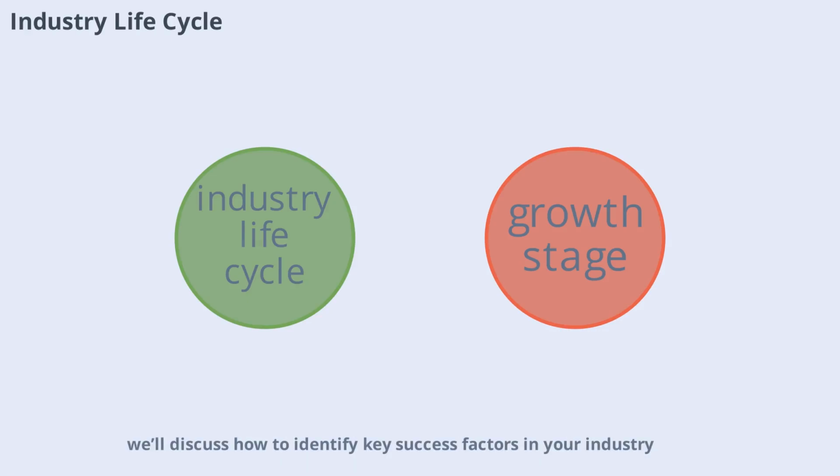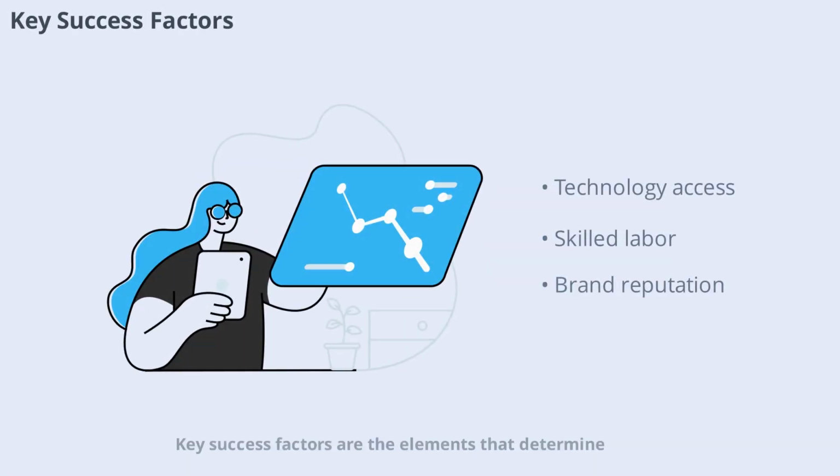Next, we'll discuss how to identify key success factors in your industry. Key success factors are the elements that determine a company's ability to compete effectively in its industry. These might include access to technology, skilled labor, strong distribution networks, or brand reputation. Identifying and focusing on these factors allows businesses to allocate resources efficiently and build sustainable advantages. Understanding your industry's key success factors is essential for crafting a winning strategy.